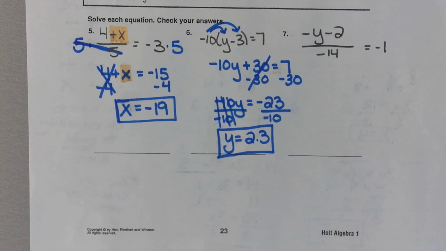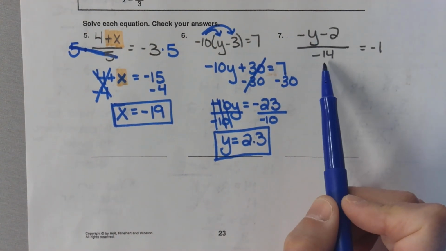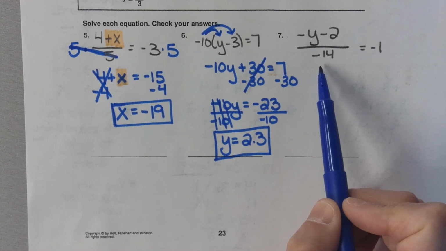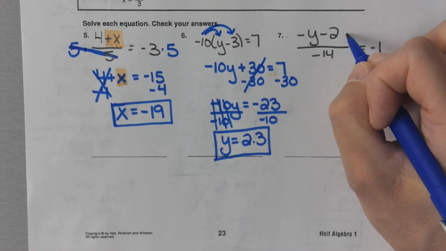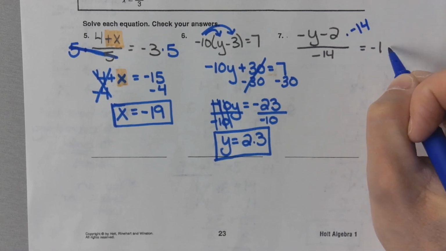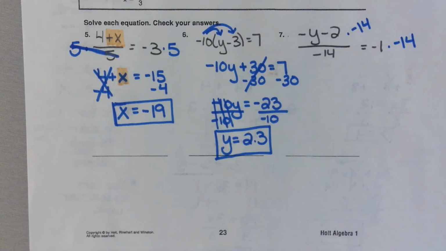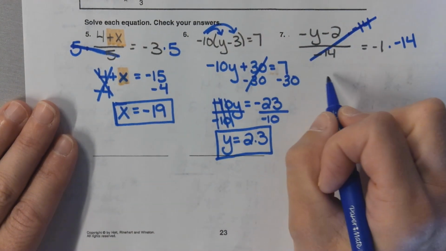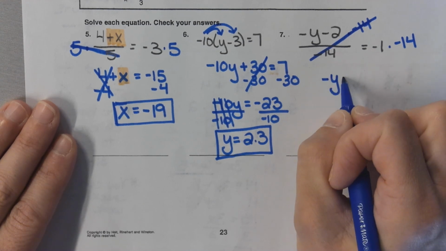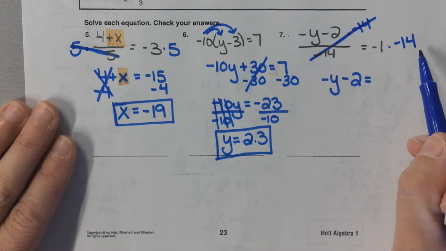Yeah, no you can't. So what is happening to everything? It's being what by negative 14? What is the sign? Divide. So if I want to get rid of it, I'm going to multiply each side by negative 14. And when I do that, these cancel. I get negative y minus 2 equals negative 1 minus 14 more. What's that going to give me?